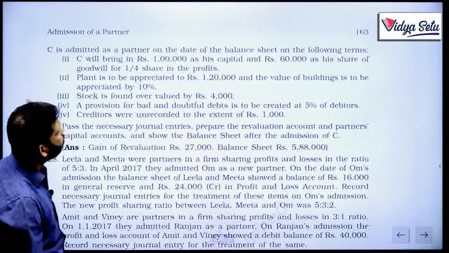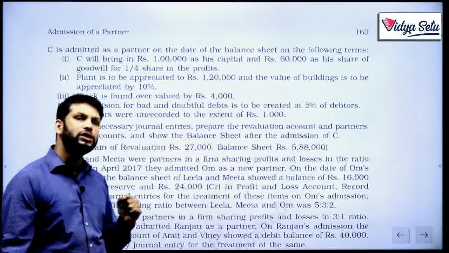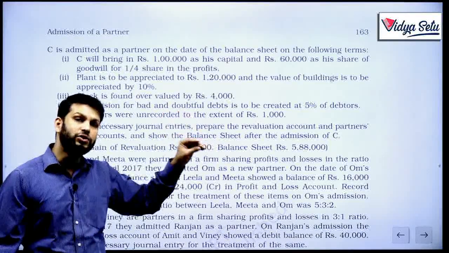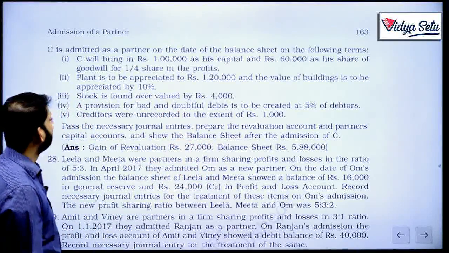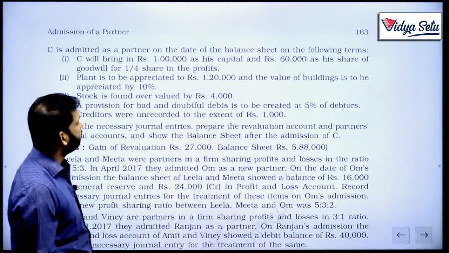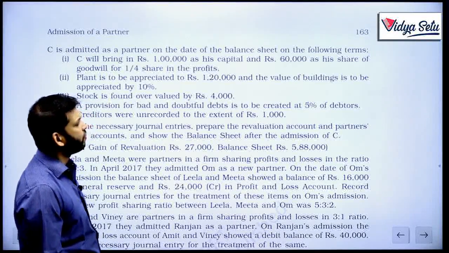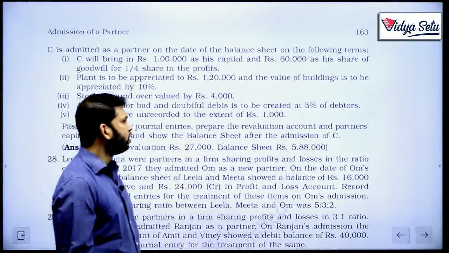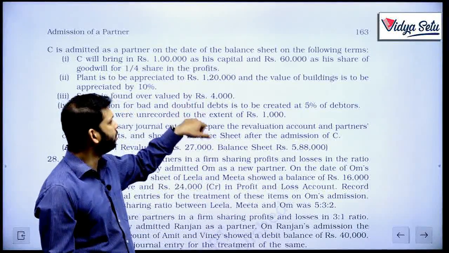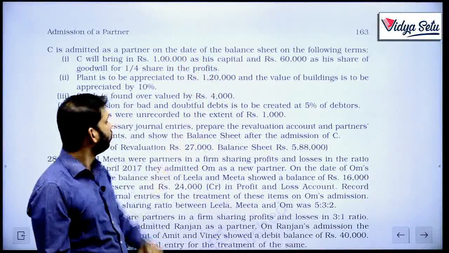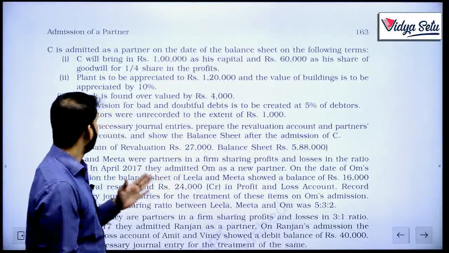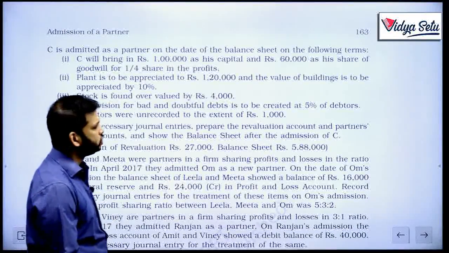Stock is found overvalued by 4,000. So stock is extra written, so we have to reduce it. An asset is going down. That's a loss. A provision for bad and doubtful debt is to be created at 5% on debtors, and creditors were unrecorded to the extent of 1,000. So these three will go on the debit side and these two will go on the credit side. Pass the necessary journal entries and prepare revaluation account, partners capital account and show the balance sheet after the admission of C.